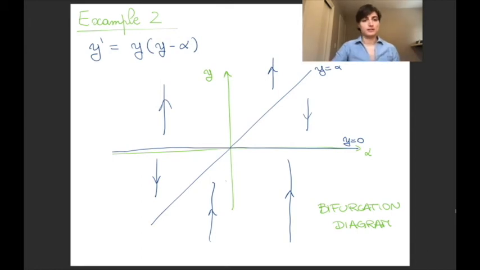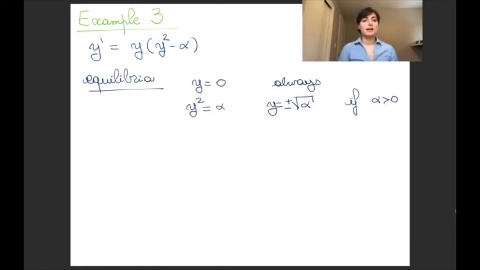Let's look at another example. We have now y prime equals y squared minus alpha. What sort of equilibria do you have? Well, y equals 0 is always an equilibrium of this ODE. But the second equilibrium would be y squared equal to alpha. So y equals plus or minus square root of alpha. That is an equilibrium only if alpha is positive.